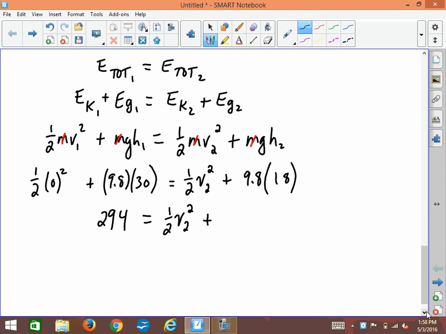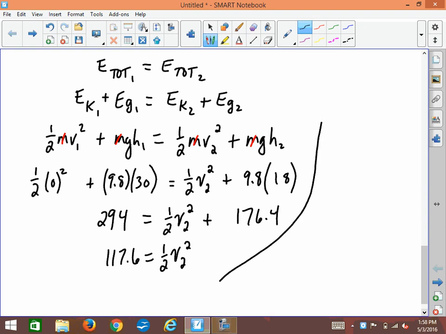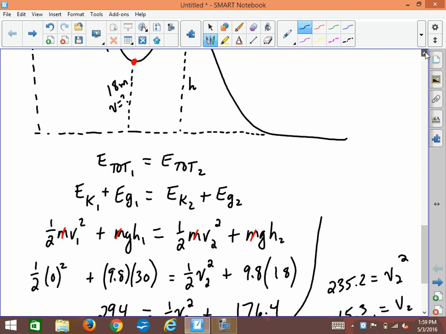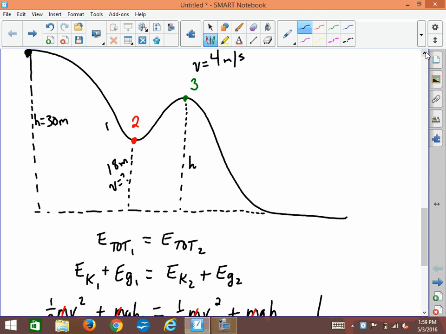That's about 176.4. So I'm going to have to bring that over and subtract it from the 294, leaving 117.6 equals 1/2 of v2 squared. And then if you multiply both sides by 2, that will turn into 235.2 equals v2 squared. And if you take the square root of that, you're getting somewhere around 15.3 for the speed. So you'll be going pretty quick when you get down there. 15.3 as you pass through position number 2.